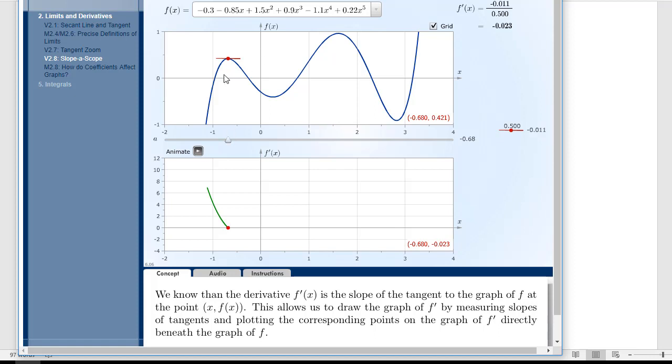Right? So whenever I have a value where I have a horizontal tangent, right? So let's say, what's this x value here? Negative like 0.6-ish. Here we go. Negative 0.68 is the x value. So at negative 0.68, we end up with a tangent line that's flat. The slope of that tangent line is 0. So when I plot the y value of 0, obviously that's an x-intercept.